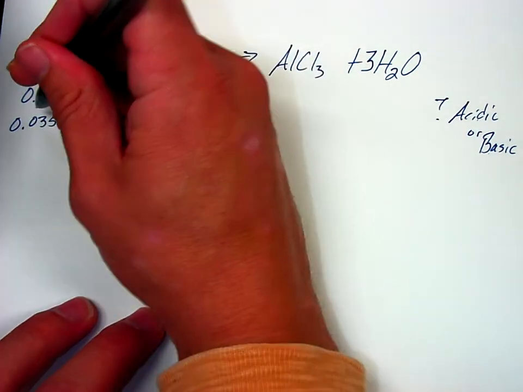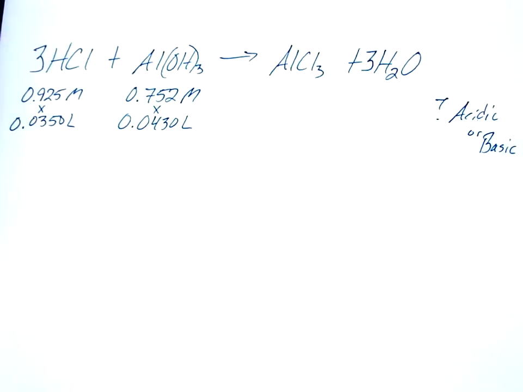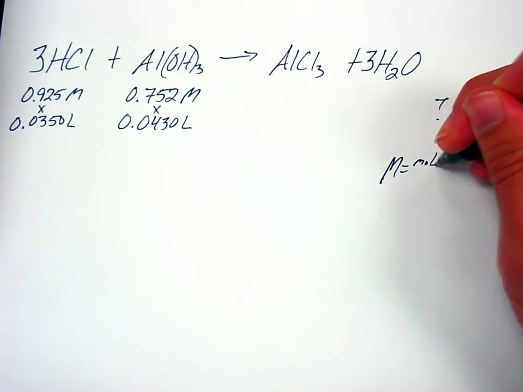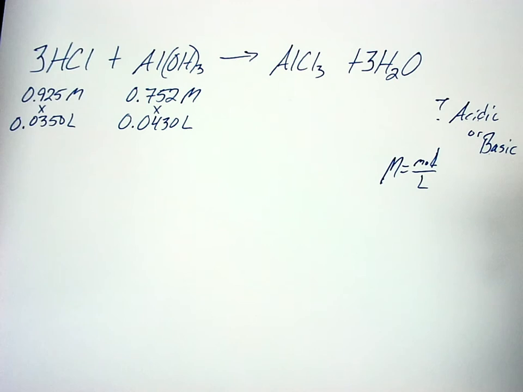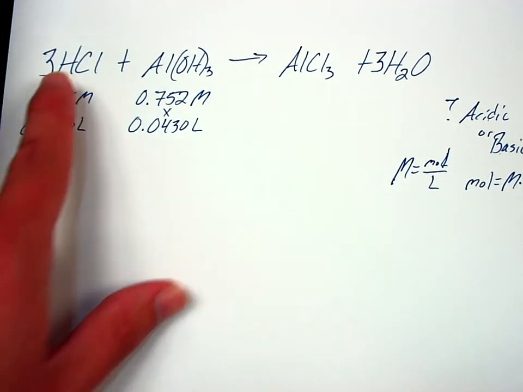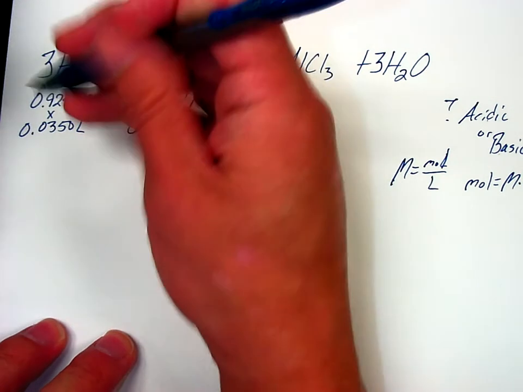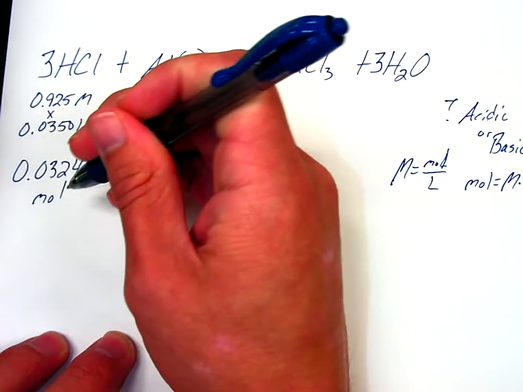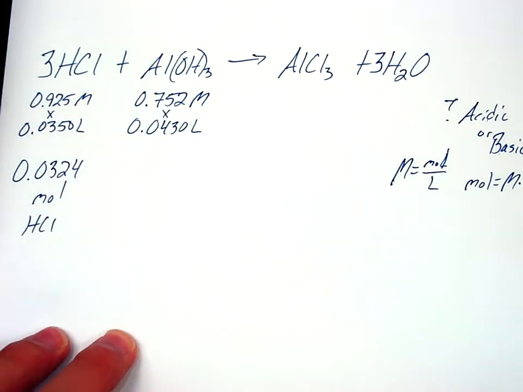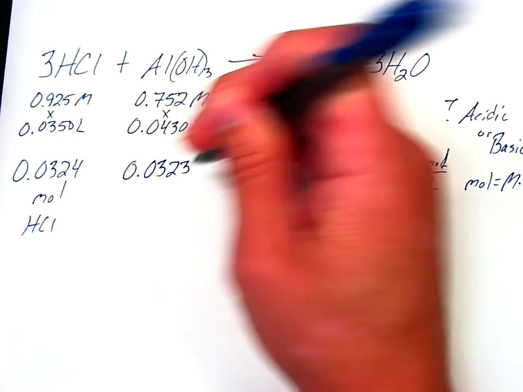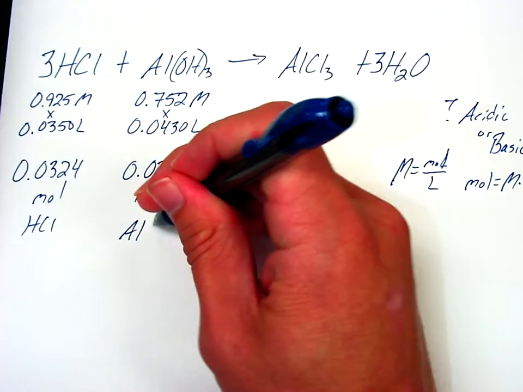So let's take a look at what our mole counts are for each of these. We know that since molarity equals moles over liters, if we manipulate that, moles equals molarity times liters. So this multiplication here will solve it. For my acid here, I get 0.0324 moles, all right, and that's of HCl. For the base, as I run it, I get 0.0323 moles of aluminum hydroxide.